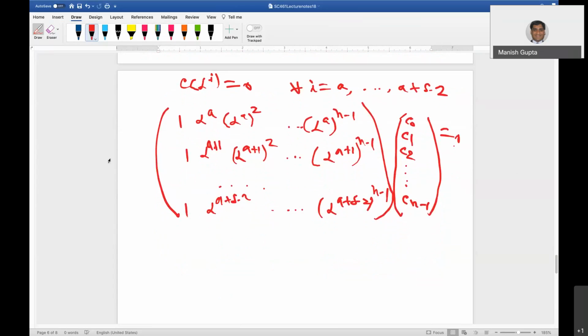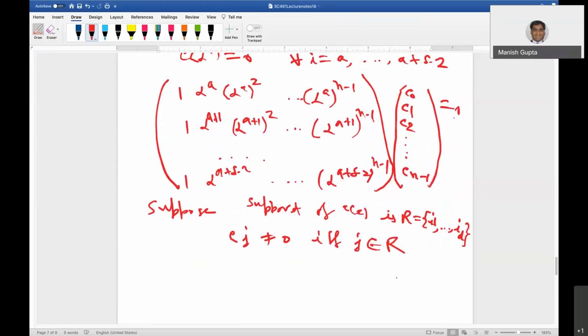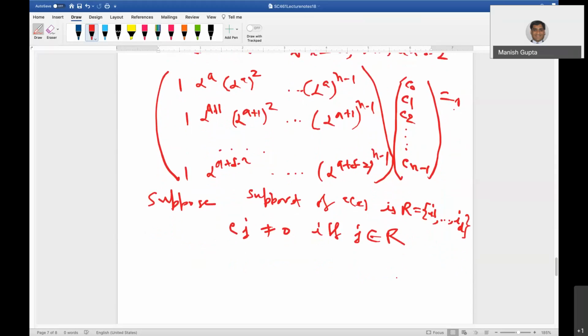Now suppose the support of Cx, support means non-zero elements, is R, a set having i1, i2, ..., iD. Suppose these are the only positions i1, i2, ..., iD which are non-zero. So Cj is not equal to 0 if and only if j belongs to this set R. The support is this i1, i2, i3 up to iD. These are D non-zero positions, because we know that the weight of Cx is D, right?